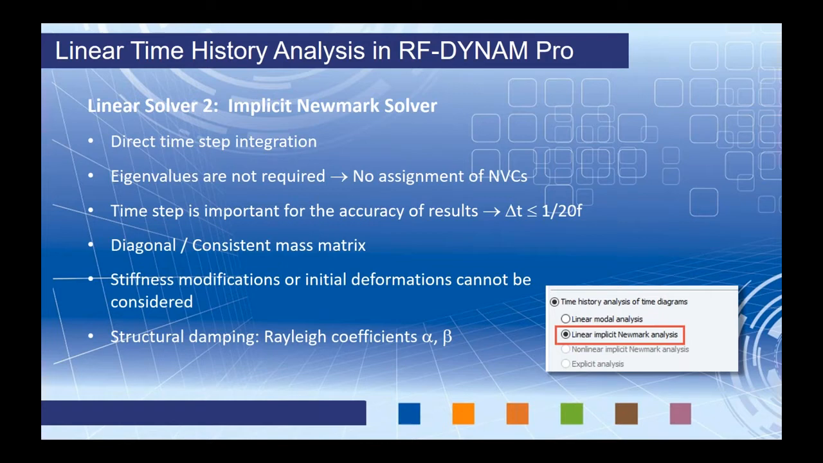Both the diagonal and consistent mass matrix are available here, and stiffness modifications or initial deformations cannot be considered. We can also consider structural damping though. However, this is in reference to the Rayleigh coefficients with alpha and beta. So we need to somehow convert Lehr's damping into the Rayleigh coefficients, which we'll be taking a look at today with our example.